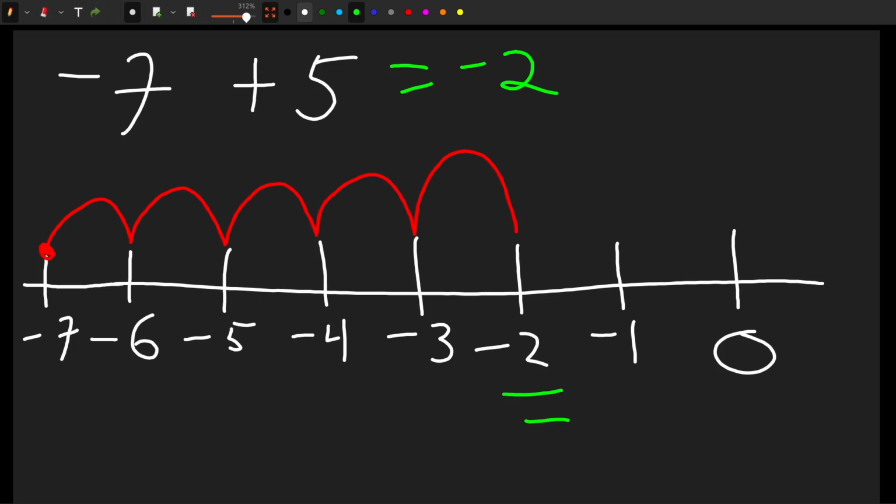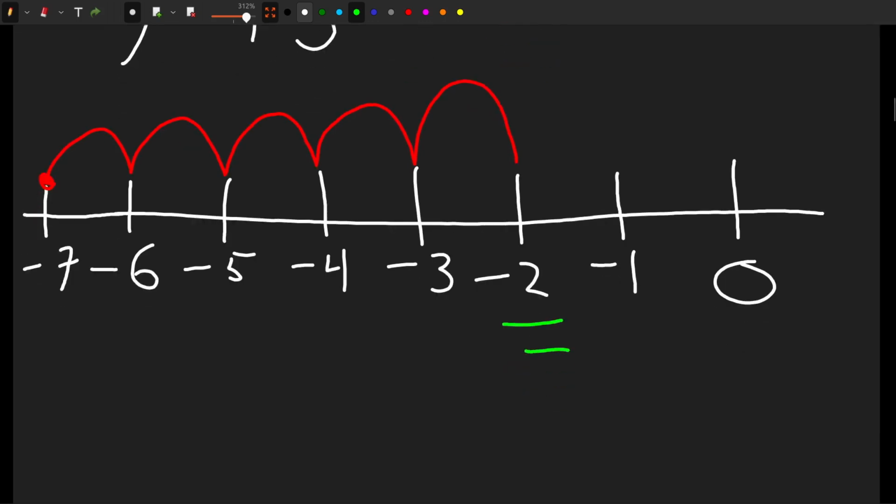Okay, so to recap on addition, if they have the same sign, whether it's positive or negative, we add them like we always did, and then add back their sign afterwards. So if both are positive, it remains positive. If both of them are negative, they remain negative. If they are of different signs, so if one is positive and one is negative, then we get to use our number line.